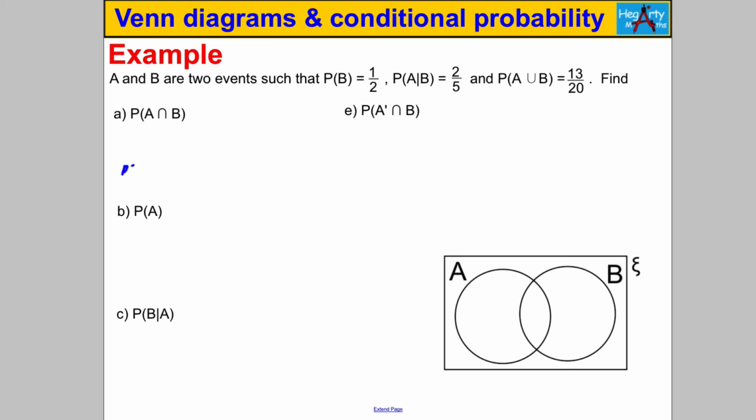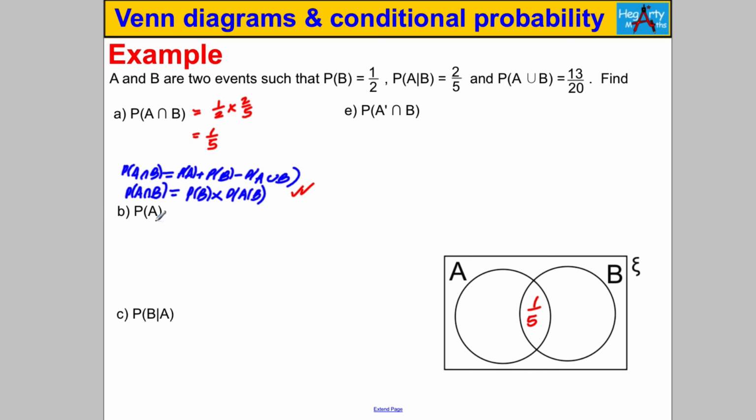Okay, we know that the probability of A and B is the probability of A, add the probability of B, subtract the probability of A or B. And we also know that the probability of A and B is the probability of B multiplied by the probability of A given B. Now, which of these is useful to us? The top one currently isn't, because we don't have the probability of A, but this one is because we've got the probability of B and the probability of A given B. So we just simply do a half multiplied by 2/5, and we get ourselves a fifth.